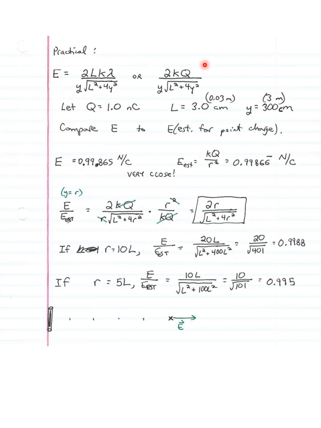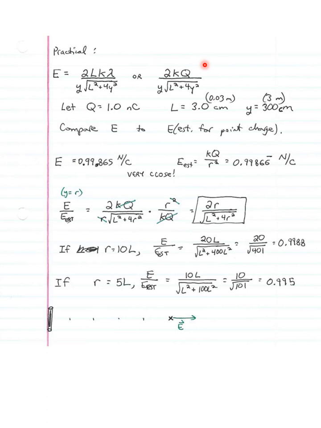And let's put some actual numbers into this. Let's say that the charge distributed over the line is 1 nanocoulomb. The length of the line is 3 centimeters, so a little over an inch. And we are at a distance 3 meters away from it, so 300 centimeters. I want you to picture that: a pretty short line, 3 centimeters long, and we're 3 meters away. That could be across the room.